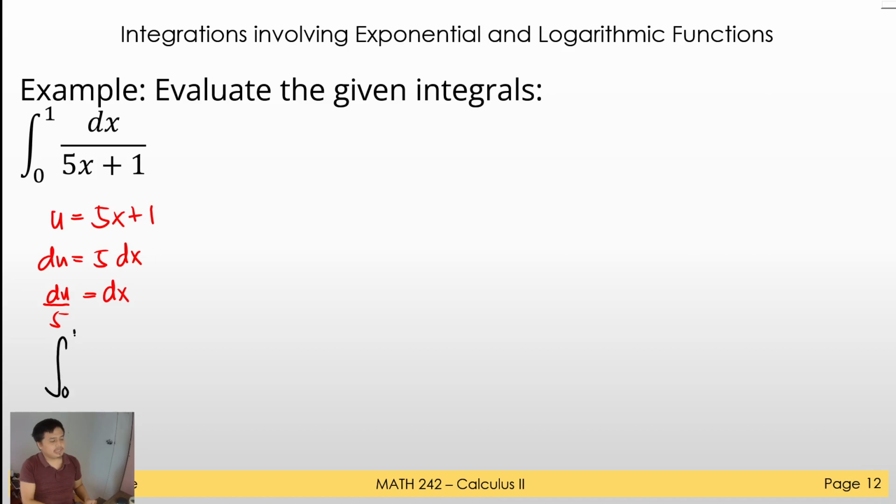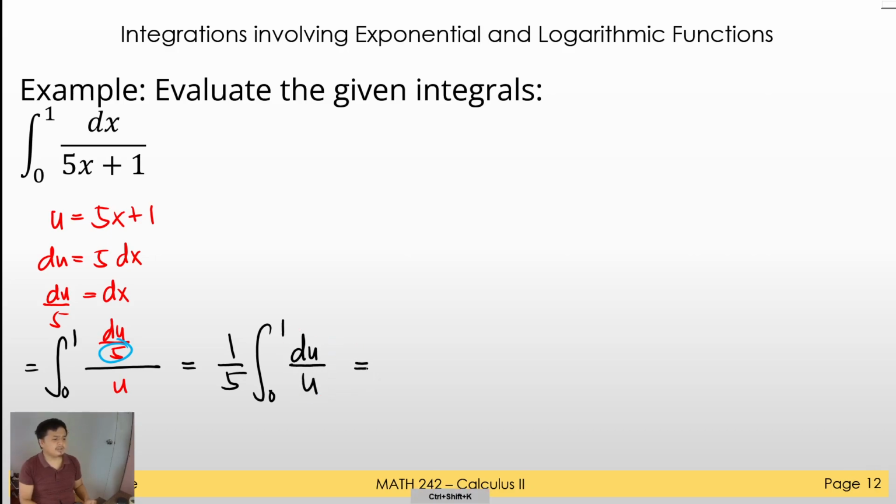So solving this again, dx is now du over 5, and then all over u. Simplifying this first, we have 1/5. Now factor out this 1 over 5, so from 0 to 1 of du over u. Okay, we already know that this integral is equal to ln. So we have 1/5 ln of u. Okay, so plus c pa ba? Not plus c. Since this is a definite integral, we just have a limit from 0 to 1. And then you can change also the u.